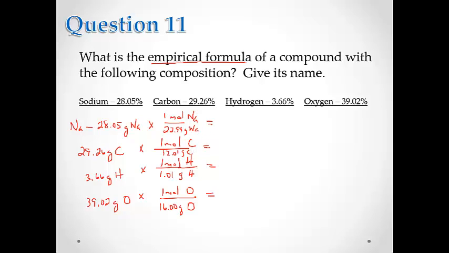So, alright, when we calculate this out, in the first one, what I end up getting is 1.22 moles of the sodium. I get 2.44 moles of the carbon. I get 3.62 moles of the hydrogen. And the final one, 2.44 moles of oxygen. So I went from percent to grams, grams to moles. Now moles divide by the smallest number. So looking at this, I see that 1.22 is my smallest number, so I'm going to divide each one by that number.